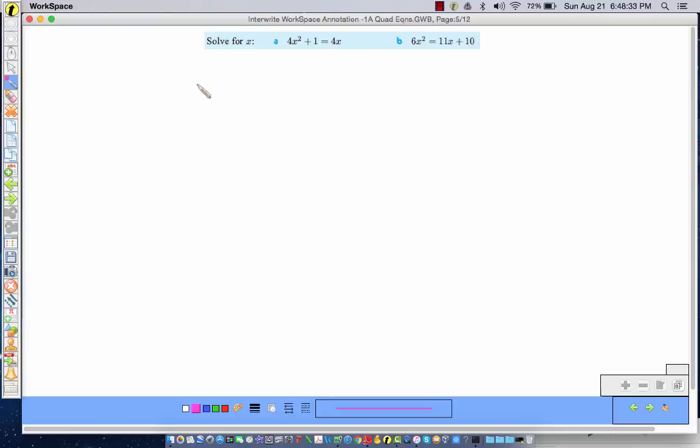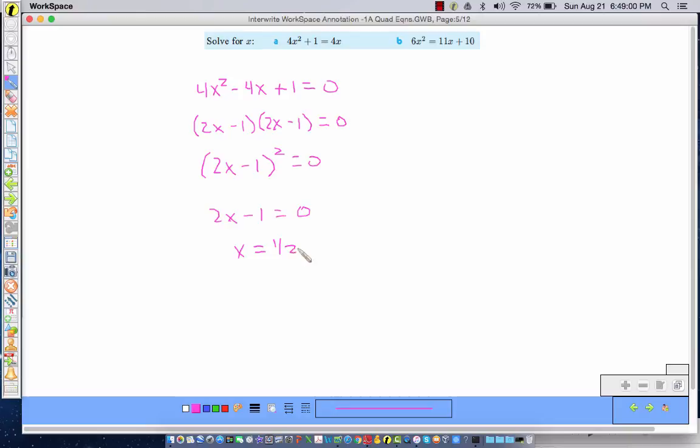Okay. Here I'm going to set it equal to 0 by subtracting 4x from both sides. You should recognize this as 2x minus 1 times 2x minus 1, a perfect square trinomial, or more quickly, 2x minus 1 squared equals 0. So that means the only solution is when 2x minus 1 equals 0 or x equals 1/2.